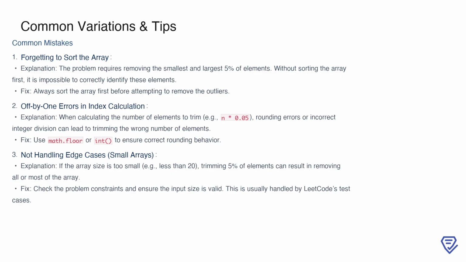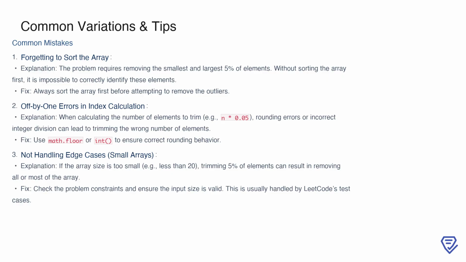The second mistake is off-by-one errors when calculating the number of elements to trim. For example, when multiplying the array length by 0.05, rounding issues or incorrect integer division might lead to trimming the wrong number of elements. To fix this, use functions like math.floor or int to handle rounding correctly.